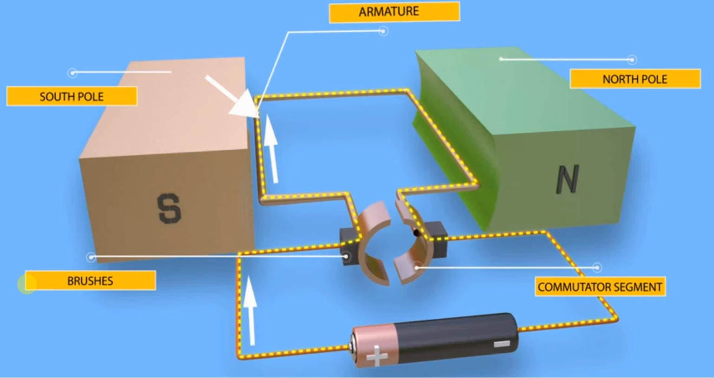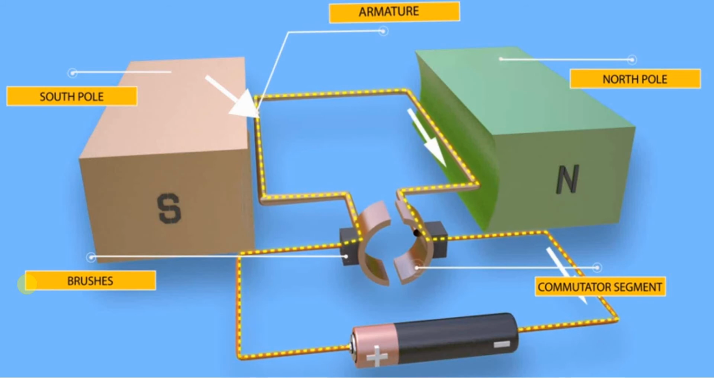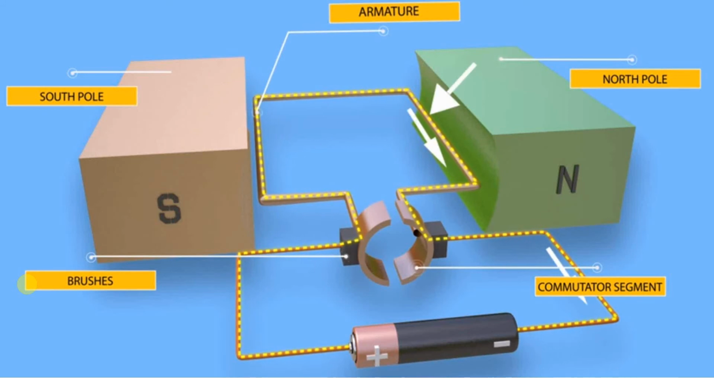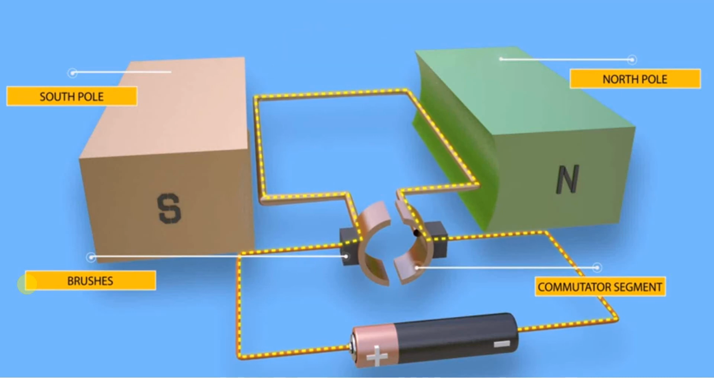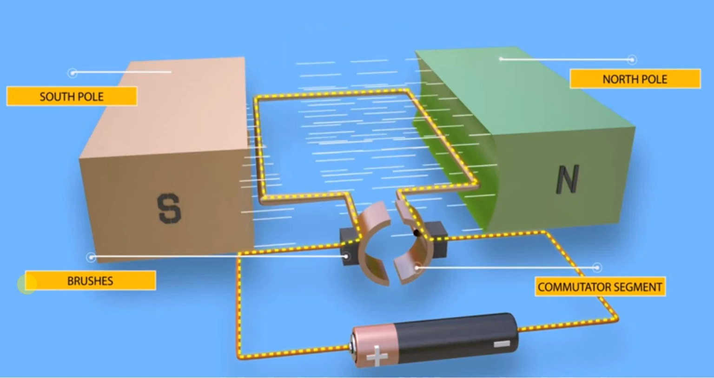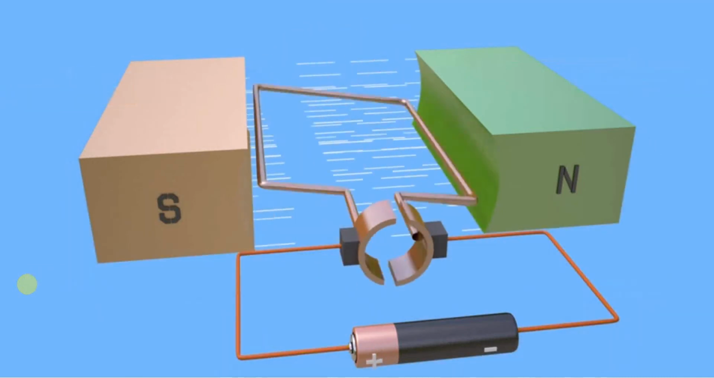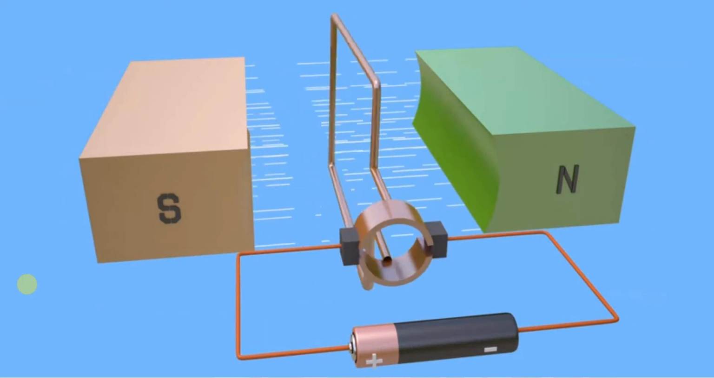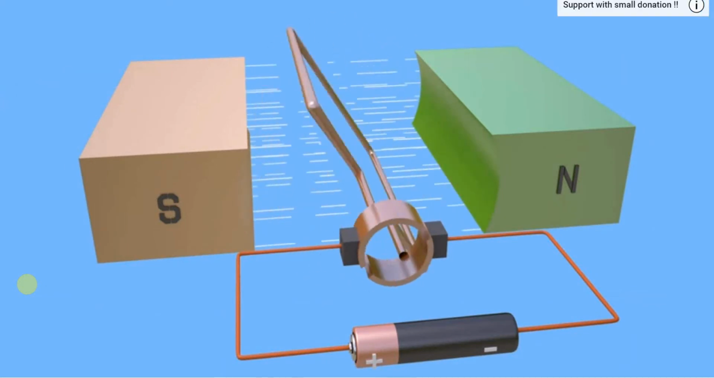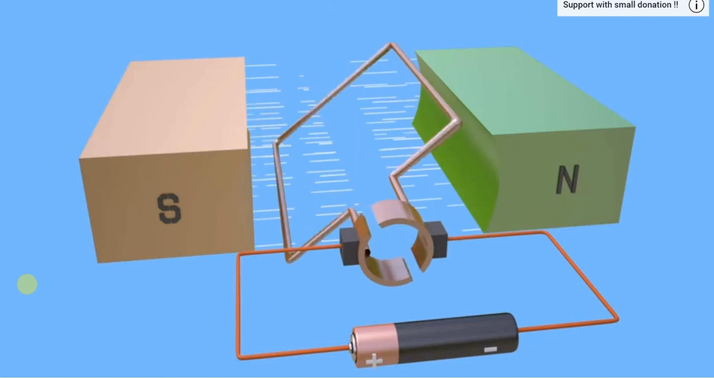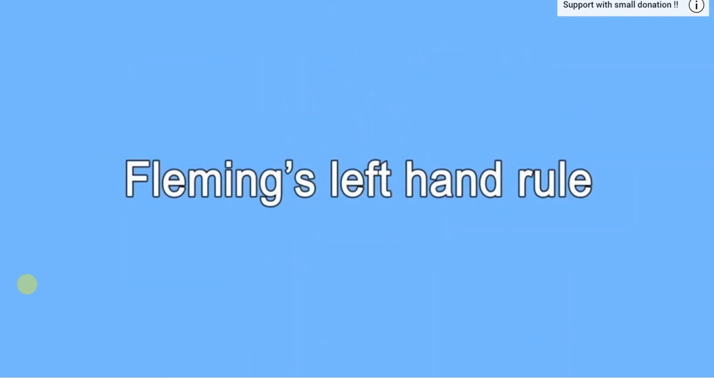Current in the left side flows inward, and current in the right side flows outward. As we see, the conductor is carrying current and is placed in a magnetic field. Both of them experience a mechanical force acting on them. The direction of the mechanical force can be easily determined by applying Fleming's left-hand rule.